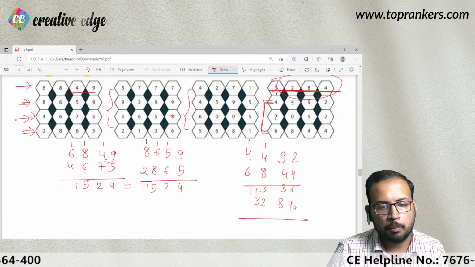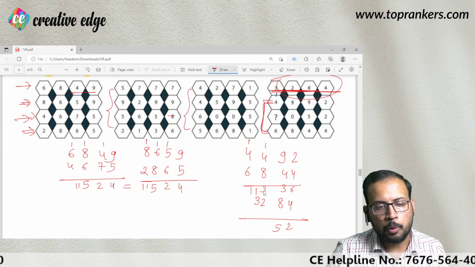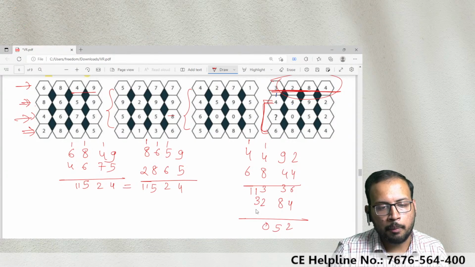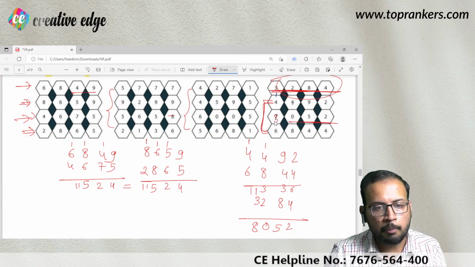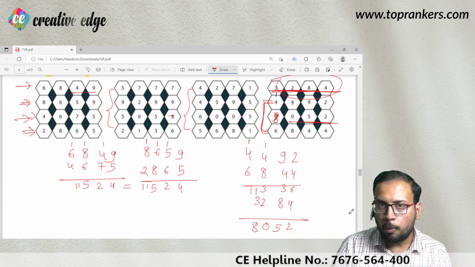So 6 minus 4 is 2. 13 minus 8 is 5. This is going to be 2. 2 minus 2 is going to be 0. 11 minus 2 is going to be 8. So 8052. You can see that 052 is there. This number must be 8. So I hope ये question भी आपको समझ में आएगा.